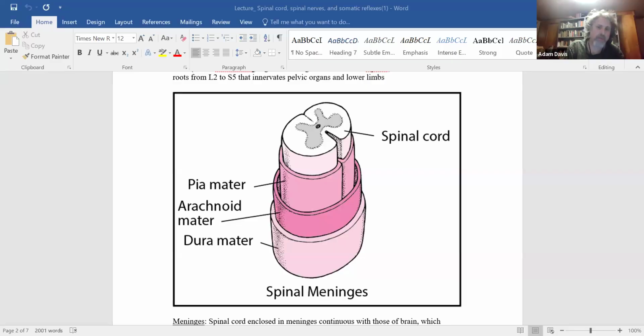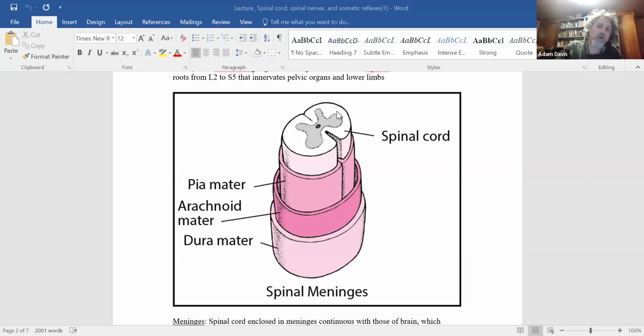Okay, here we go. There's the spinal cord. Here you can see those grooves that I mentioned before, the median fissures, the ventral and dorsal median fissures. Here is the spinal cord itself.